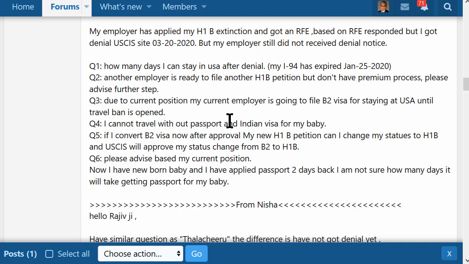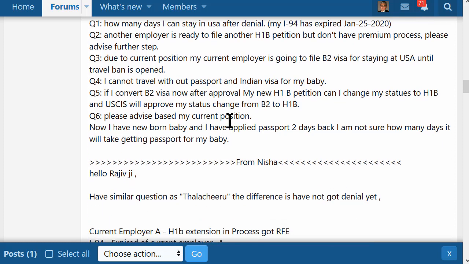They are going to file B2. That's good. I cannot travel without a passport and Indian visa for my baby. If I convert to B2 now after approval, can I change back to H-1B? Yes, you can. I just dealt with that. I said you might have to go outside the USA, but if the situation is still bad, you can ask for it, and they should give you status within the United States. Okay.